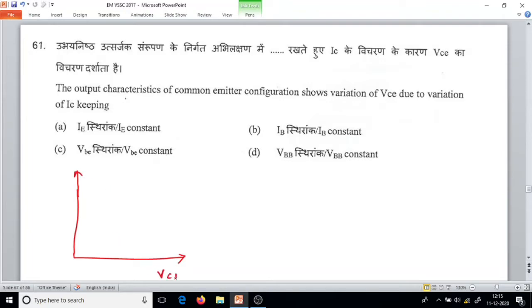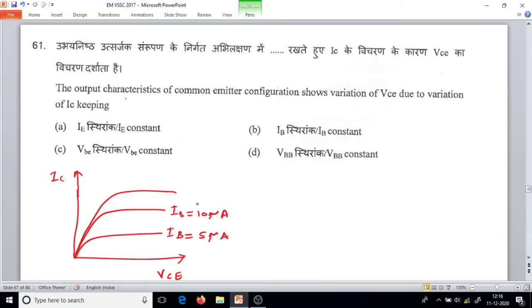So this is going to be VCE versus IC. When you draw, we will get an output waveform like this. Here, let us assume IB equal to 5 microamps. Here IB equal to 10 microamps. Here IB equal to 20 microamps.